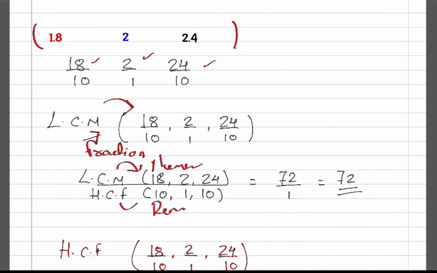So the LCM is the LCM of the numerators upon the HCF of the denominators. What is the LCM of the numerators 18, 2 and 24? Which is 72. So I get 72 here. What is the highest common factor of 10, 1 and 10? Which is 1. So my answer for this is 72. So the LCM of these three fractions is nothing but 72.